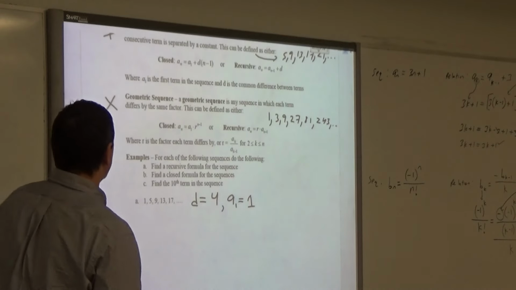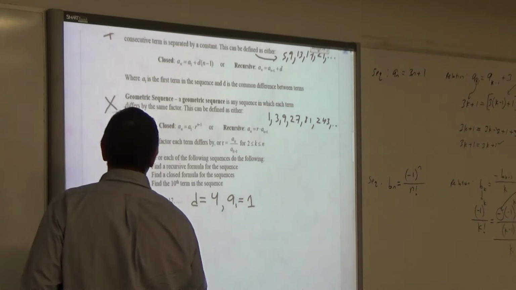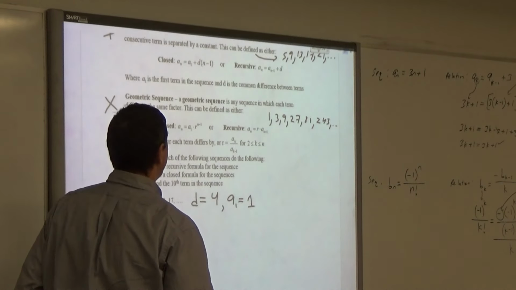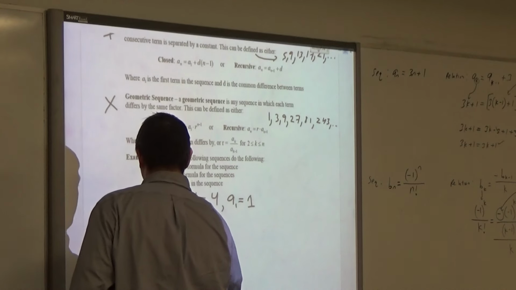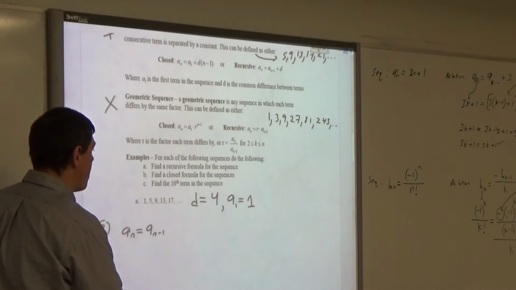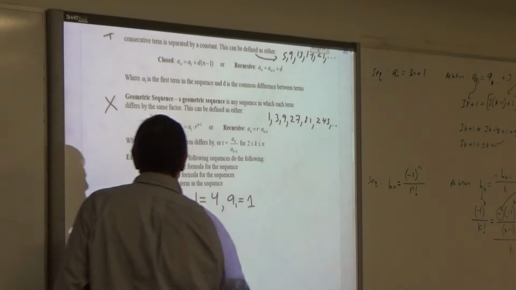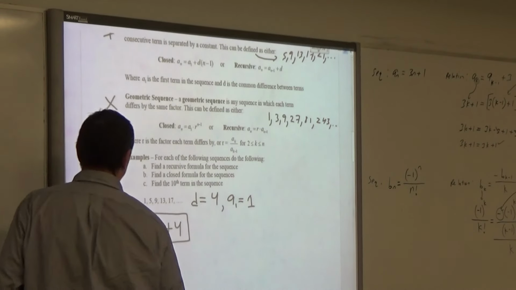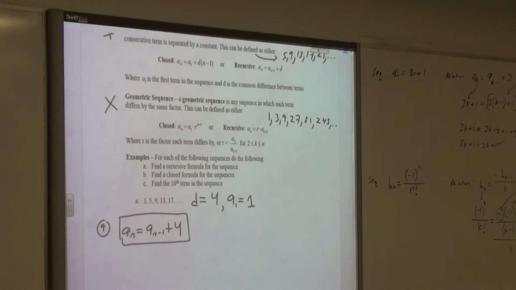All right, so for the recursive formula, for part A, I know that the next term is going to be equal to a sub n minus 1 plus d. So a sub n is equal to the previous term, a sub n minus 1, which we don't know what it is, plus the common difference, which in this case is 4. And I could use that and just go through and get the next term, and the next term, and the next term. Does that make sense, guys? Any questions? Not meant to be difficult.